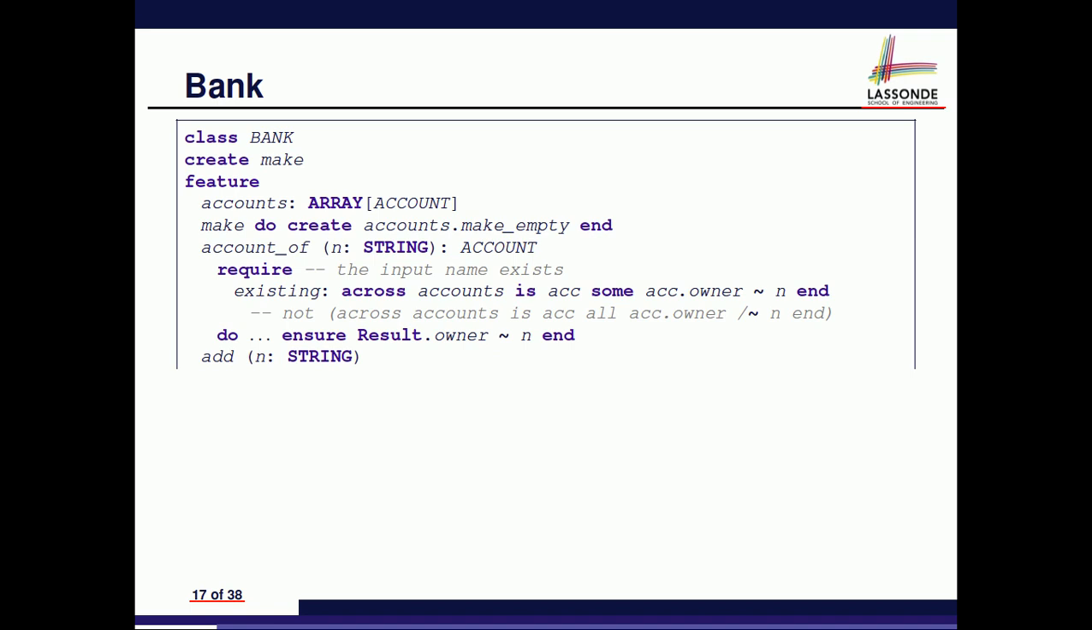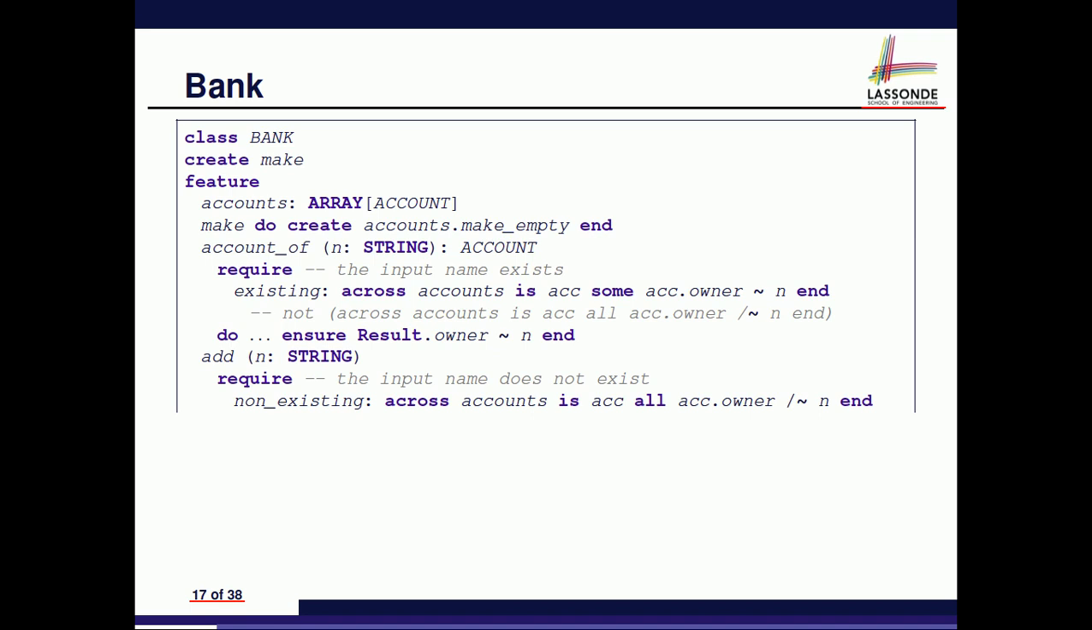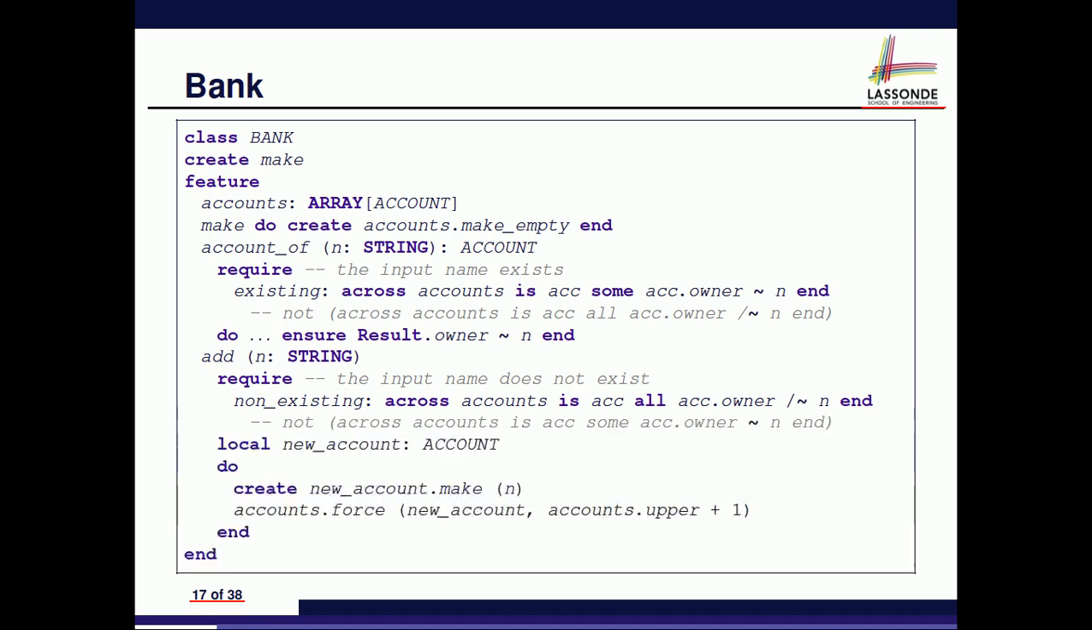The name doesn't exist. I agree. Okay, straightforward. So I don't need to bother you with that, but you can have a look. Okay, basically very similar to the previous one, but the opposite way. And then over here, if you want to add, you can simply create a new account and then force it to the end of the array. Okay, easy implementation. And that's everything you have to know about this for this example to start with.